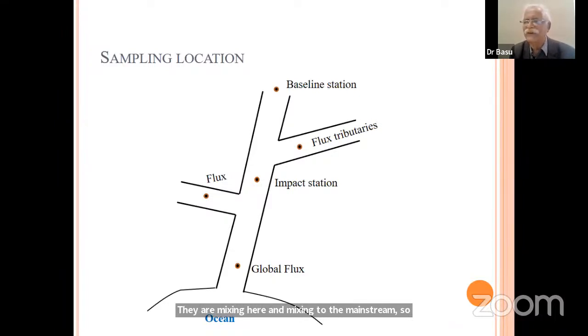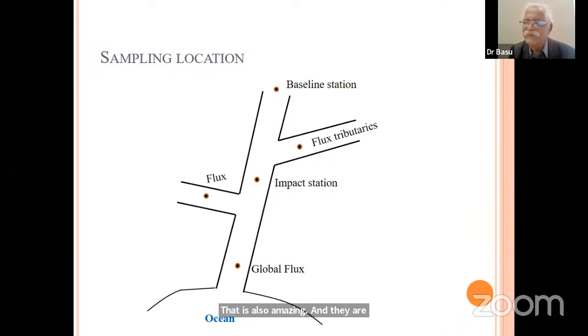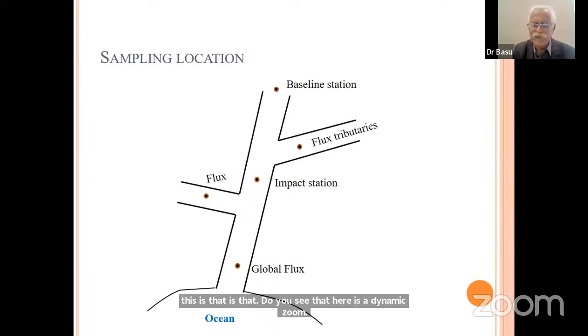So we take a sample there, that is called flux sample. Not only the good water body is mixing, there are sewage drains mixing, municipal waste. If you start walking around Yamuna, you will find 17 drains are mixing. These drains are carrying our excreta, and that is the flux mixing. That is also measured. And when they are mixing, after mixing, what is the impact on the water? So we go for an impact station. So do you see that here is the dynamism, here are the flux, baseline and impact station.